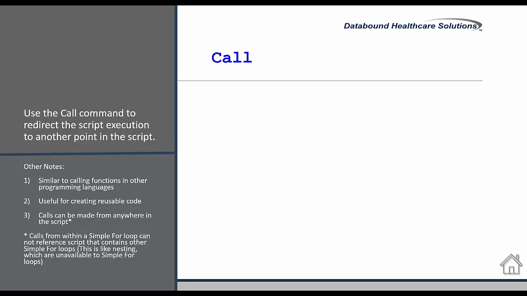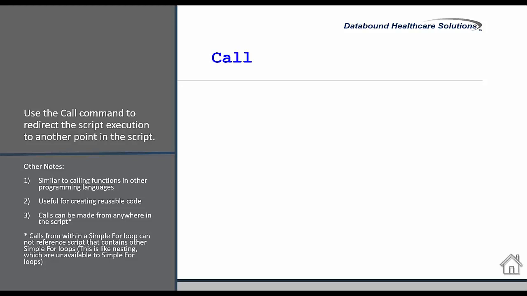Under other notes, number 2 is useful for creating reusable code, and we'll see that in just a minute. The calls can be made from anywhere in the script. And there's a little note down there that says calls from within a simple for loop cannot reference script that contains other simple for loops. So you can see that it's like nesting, and we can't nest simple for loops.